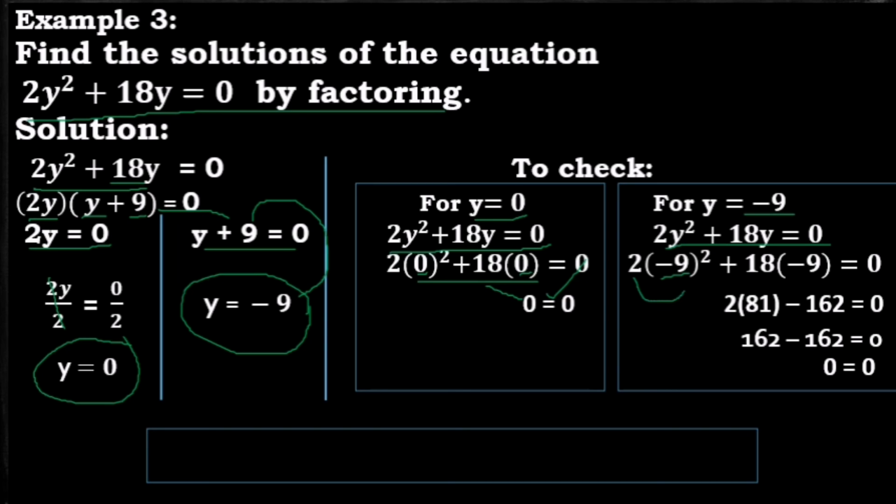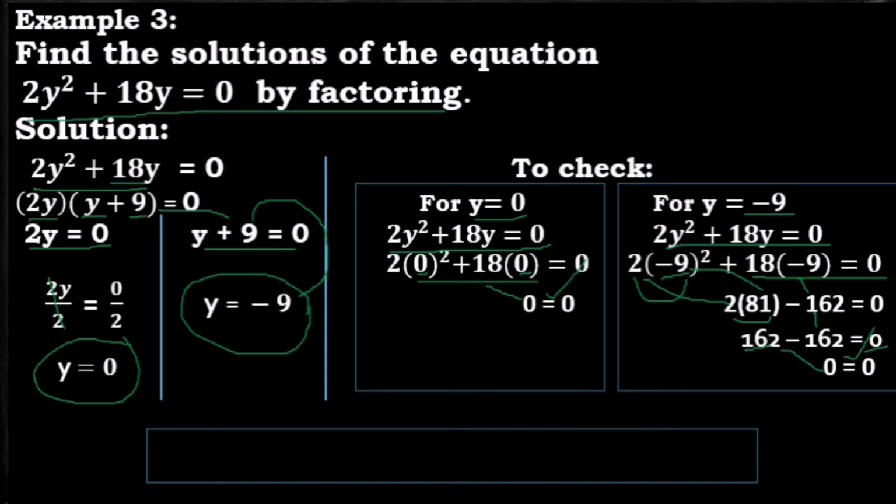So 2 times quantity of -9 squared plus 18 times -9 equals 0. You have to copy 2, and then quantity of -9 squared is 81 because you have -9 times -9. 18 times -9, the answer is -162 equals 0. 2 times 81, the answer is 162. Bring down this one, and you have equals 0. So 162 minus 162, the answer is 0. We have also a balanced equation.